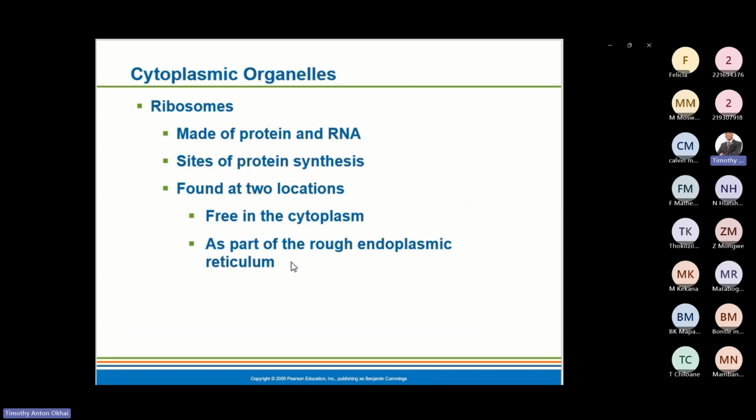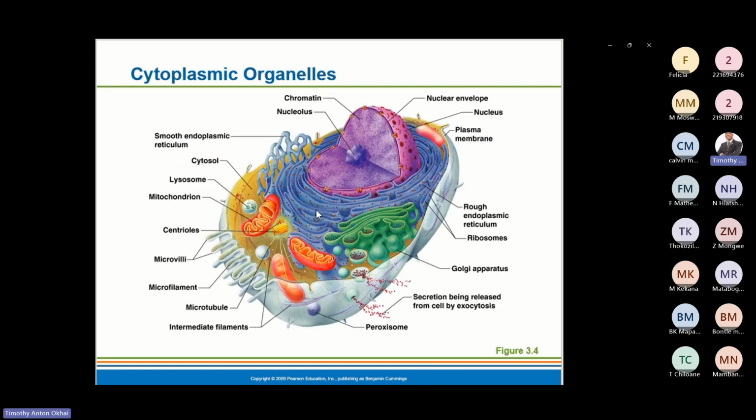The other cellular organelle within the cytoplasm is the ribosome. The ribosome is made up of protein and RNA, and is the site for protein synthesis. You can find them in two locations. You find them floating freely in the cytoplasm, or as part of the rough endoplasmic reticulum. So let's go back and see. That's our rough endoplasmic reticulum, okay? And they contain ribosomes, or you can find the ribosomes floating freely.